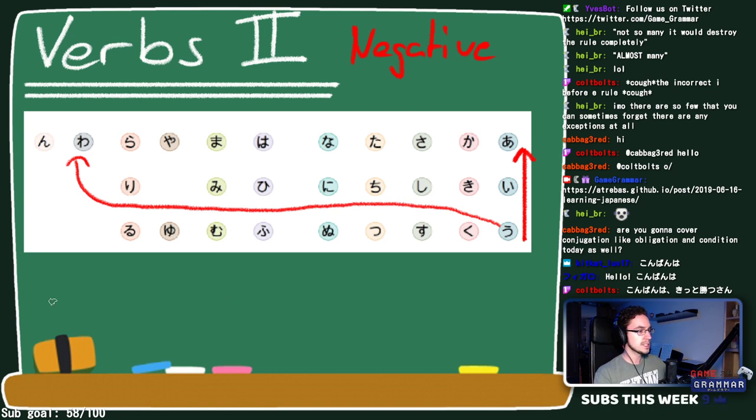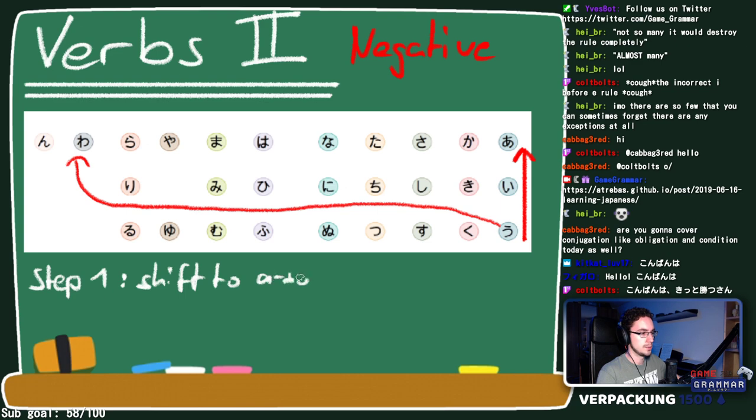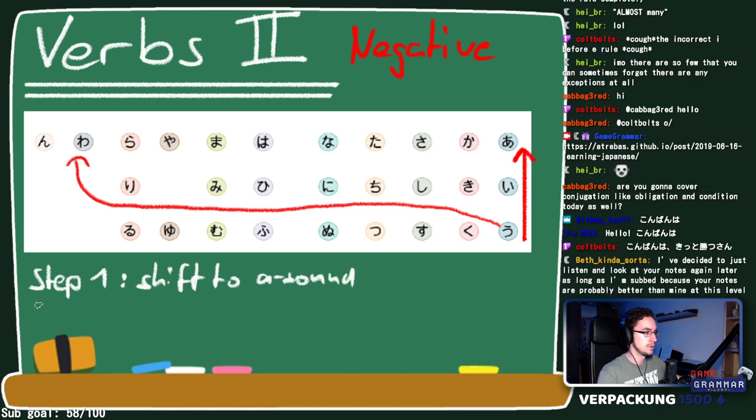Now, let's make some examples, okay? So I said we're going to go over every sound specifically. Okay, so let's first formalize this idea. So we'll have two steps, okay? Step one will be: shift the vowel to a, let's say shift to an a sound. And step two will simply be: add nai.